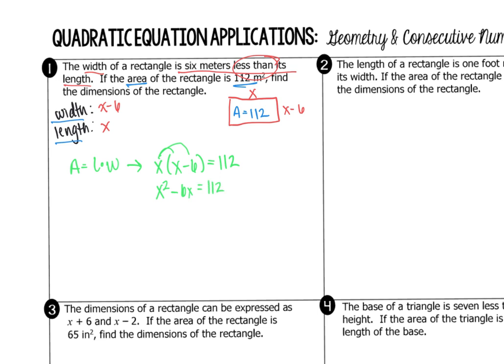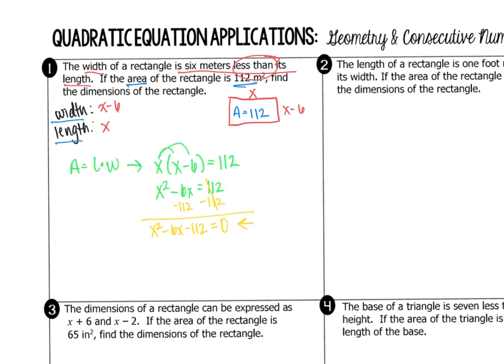Again, the big thing here is we need it set equal to 0. So we're going to subtract 112 from both sides. Now we have x squared minus 6x minus 112 is equal to 0. That's a big thing. Always get it set equal to 0. If you try to refactor when you are not set equal to 0, you're just going to go back to the same problem you had, which really doesn't get us anywhere.